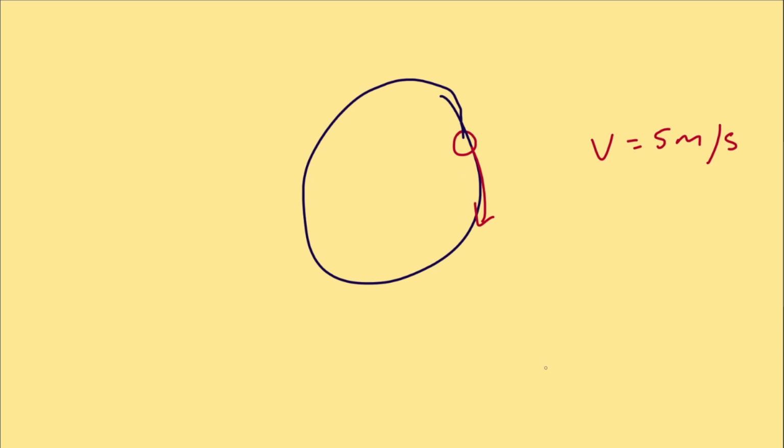When you have an object moving in a circular path like this, the direction is always changing continuously at every moment. And according to Newton's first law, a change in direction counts as acceleration. So even if the magnitude of the velocity is the same, it's always moving at this same speed, the direction is changing. So technically this object is always accelerating.